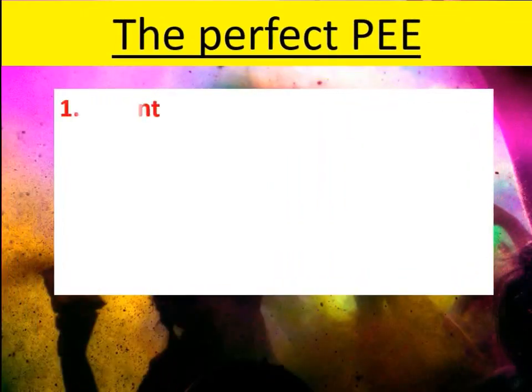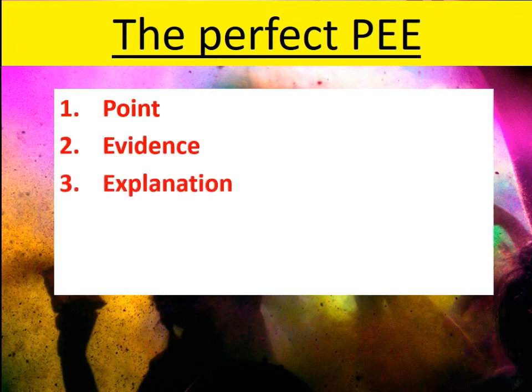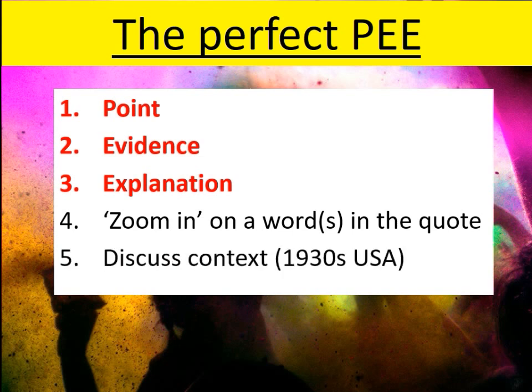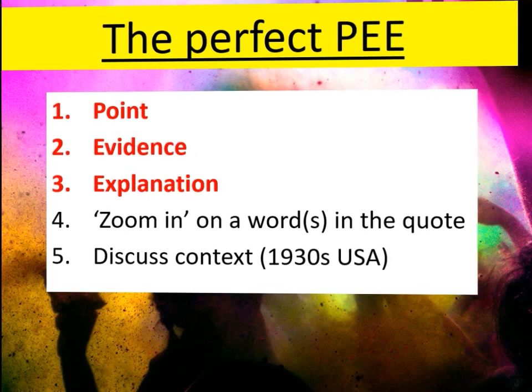So perfect PE, point, evidence, explain, which I'm sure you've done to death at school. So make a point, give evidence to support the point, and then say in your explanation why your evidence proves your point. But to get A grades and B grades, we're going to add the following. We're going to zoom in on a word or a phrase, or maybe one word or one phrase in the quote. Then we're going to discuss 1930s America in that paragraph too.